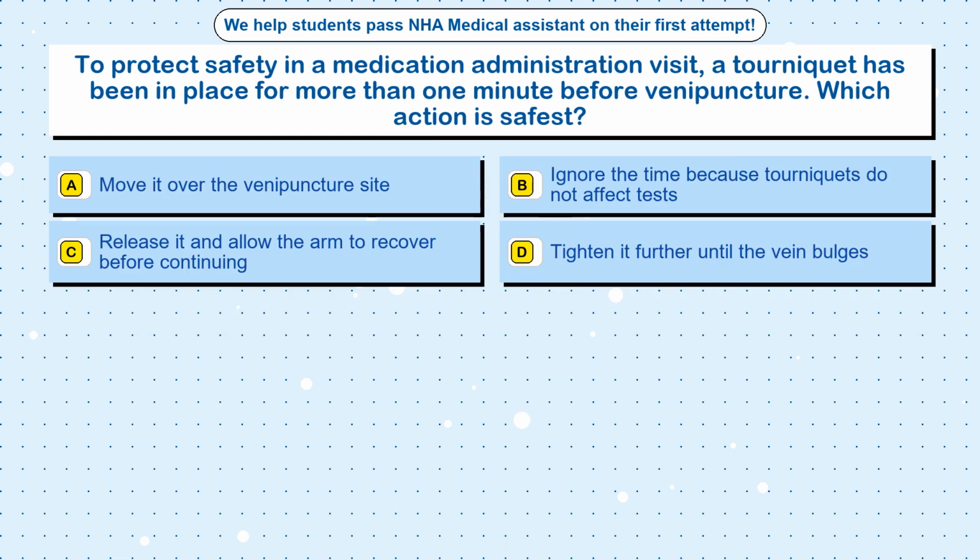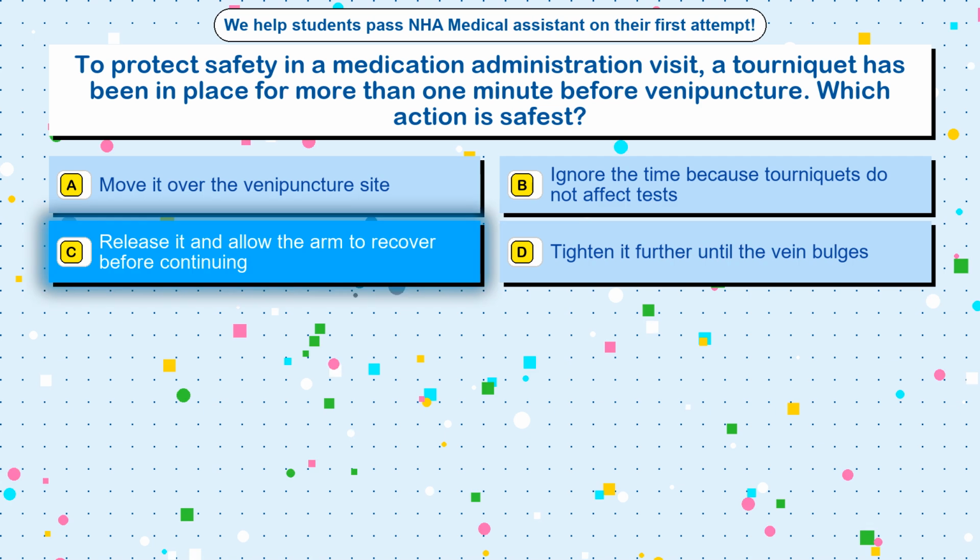Question 16. To protect safety in a medication administration visit, a tourniquet has been in place for more than 1 minute before venipuncture. Which action is safest? Option A, move it over the venipuncture site. Option B, ignore the time because tourniquets do not affect tests. Option C, release it and allow the arm to recover before continuing. Option D, tighten it further until the vein bulges.